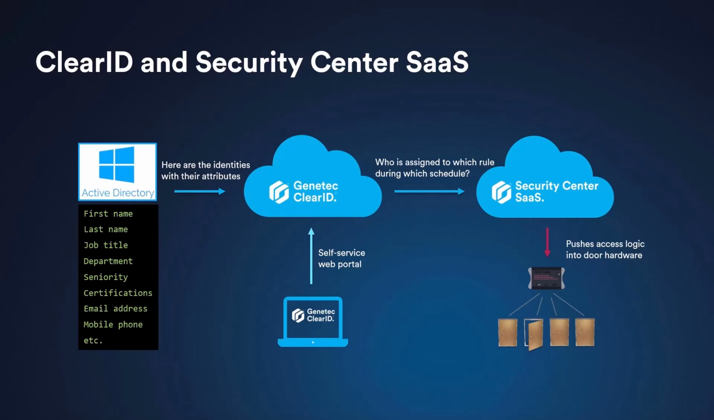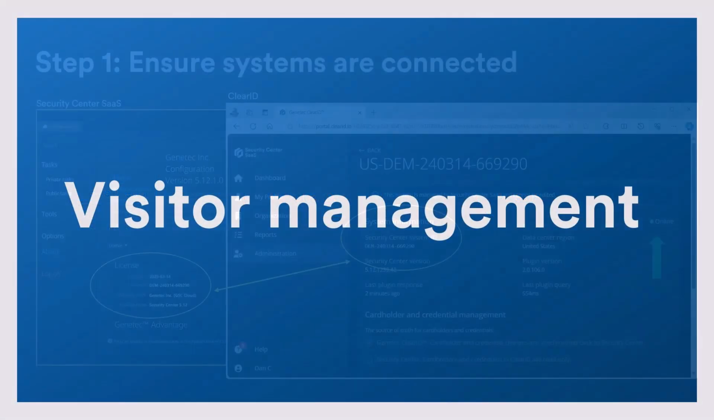Here's a simplified illustration of how the various systems work together. We start with a master database of identities. Often this would be a Windows Active Directory, but it could also be a human resources database or other identity management system. ClearID imports identities from the external system. Identities are then mapped to cardholders in Security Center SaaS. The cardholder's attributes are read to determine in which cardholder group they belong and which access rules and schedules should affect them. This access logic is then pushed down to the door hardware.